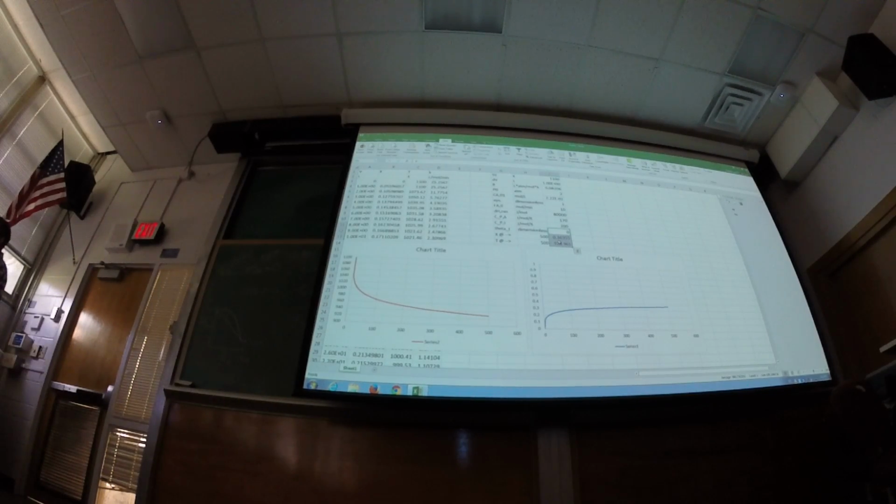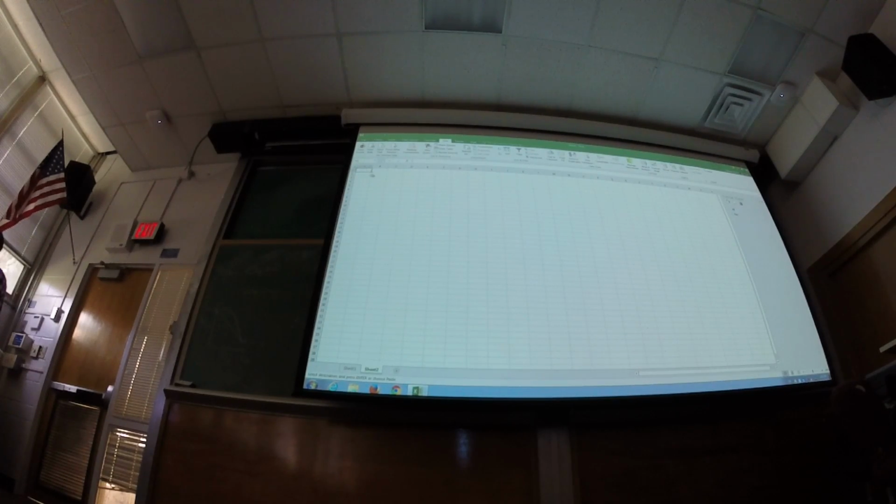What I'm going to do instead, I did not put these next to each other by accident. I'm at theta I equal to 0. I'm going to copy these cells. I'm going to make a new sheet. And now I'm going to paste. But when I paste, I'm going to paste just the values.